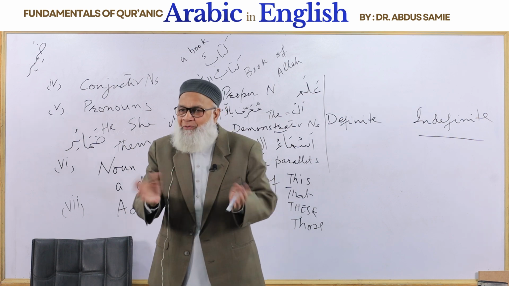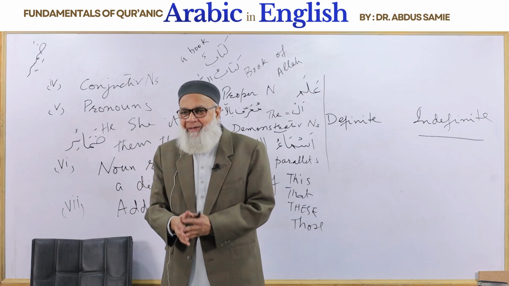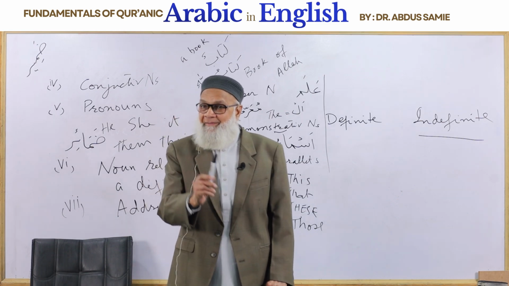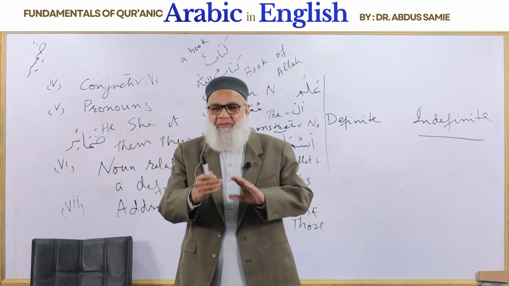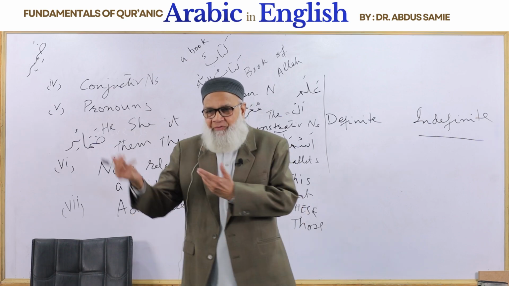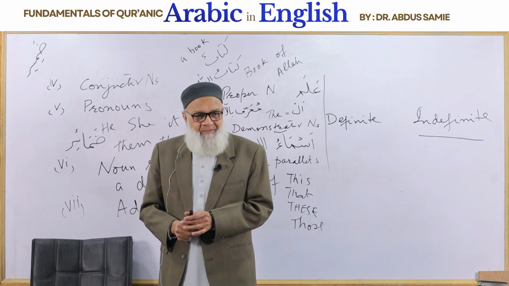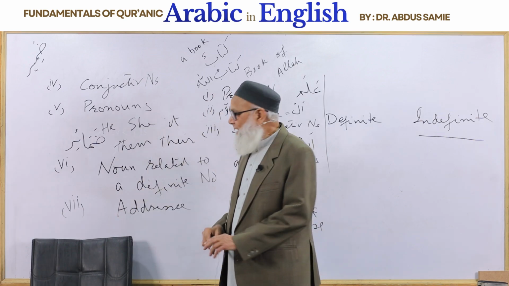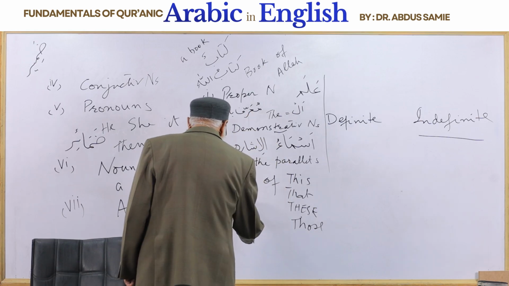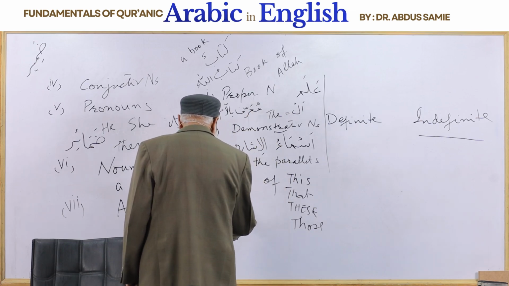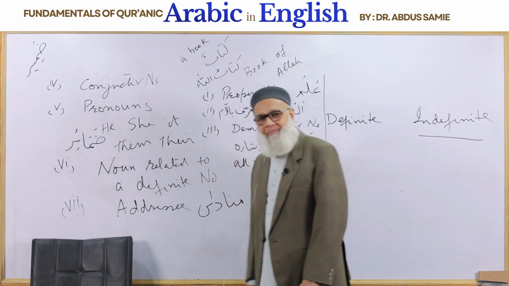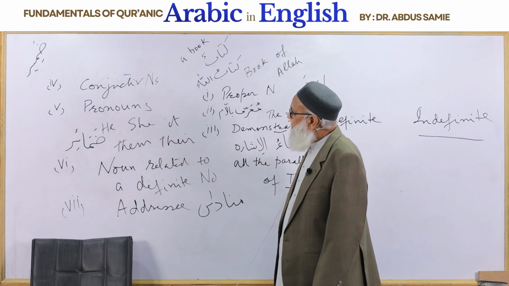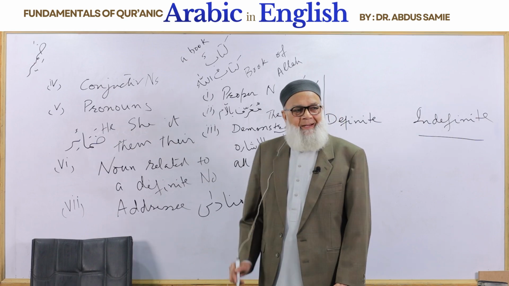In English, it has not been sorted out whether it is definite or indefinite. But in Arabic grammar, it has been sorted out that this word man, when it is separately appearing, we will say it is indefinite. But when you say man, now it is definite. So this is addressing. In Arabic, it is called munada. Right? So, this was the story of the definite nouns.